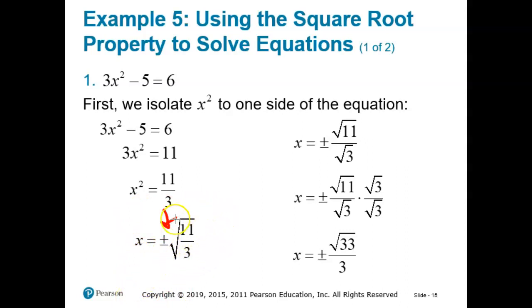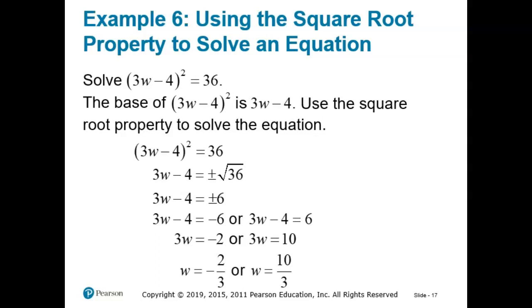Now this radical sign is over the entire fraction 11/3. So we rewrite it as the square root of 11 over the square root of 3 here. We cannot have the square root of 3 in the denominator, so we multiply both the numerator and the denominator by square root of 3. Because 11 and 3 cannot be simplified by themselves, we multiply them together and we get the square root of 33. Square root of 3 times the square root of 3 is 3, and we don't lose the plus or minus throughout the entire process. So those would be ways to use the square root property to solve equations.